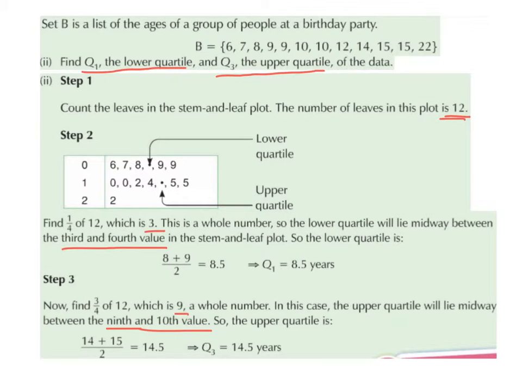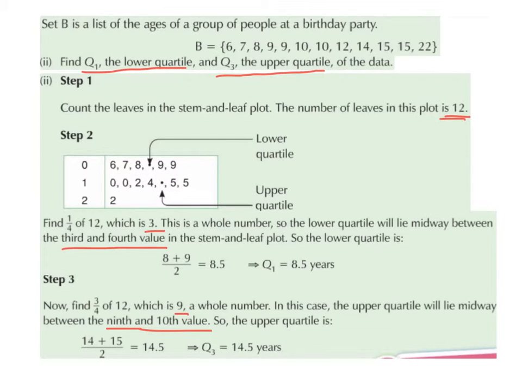So we need to count along our list again until we find the 9th and 10th value. 1, 2, 3, 4, 5, 6, 7, 8, 9. So 1, 4 or 14 is the 9th value. And that 5, which is 1, 5, which is 15, is the 10th value. So 14 plus 15 divided by 2 is 14.5. And that makes sense because somewhere in between 4 and 5, which represents 14 and 15, the midpoint of that would be 14.5, which is going to be the upper quartile, or Q3. So Q3 equals 14.5 years.